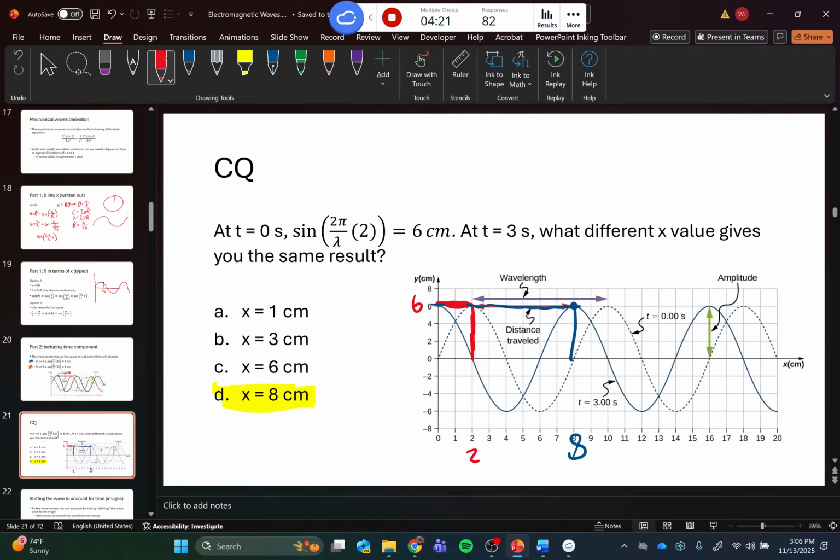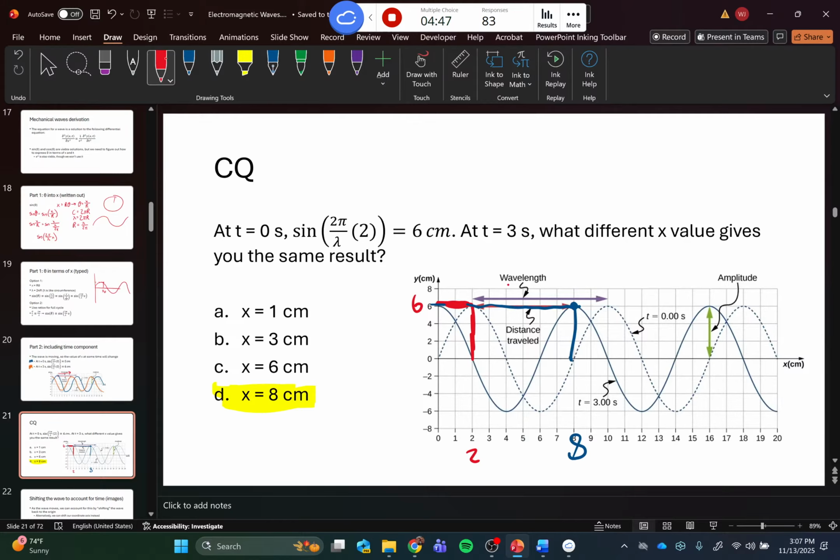Went up. So if we kind of look at this, we have the sine of 2 pi over lambda 2, and the other one's 8. To return back to my original value, to go from the 8 to 2, I need to go down. Like if I want to go backwards in time, kind of, sort of, I need to go down. So what does that mean? I went from 2 to 8.